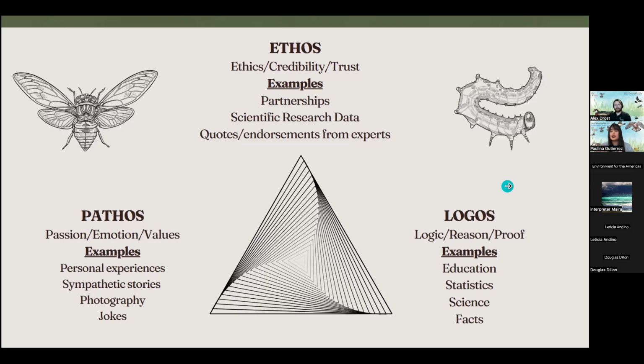And some examples are personal experiences, sympathetic stories, photography, jokes. It's obviously super important, like Alex said, to take lots and lots of photos. So stories appeal to pathos by creating emotions like joy, empathy, or inspiration. Using emotions when your storytelling resonates with the audience on a much deeper level, making them more likely to engage and remember your content.